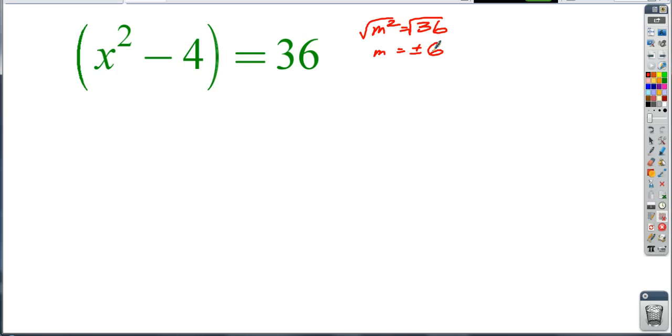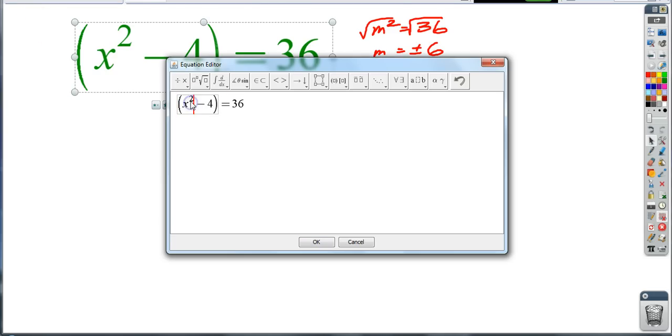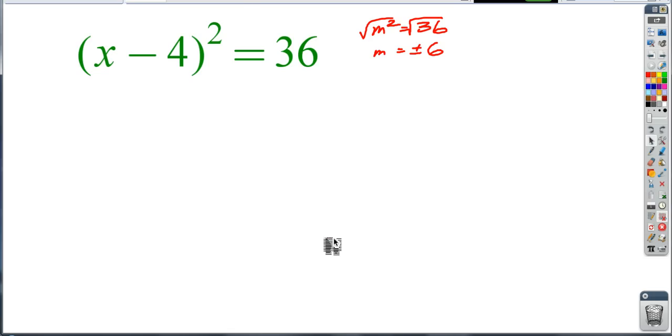Well, what I want you to do is, if you think about this, oh, I messed this up. Hold on. That's not supposed to look like that. That squared is supposed to be on the outside of the parentheses. So let's fix that real quick. x minus 4, and then I want this whole thing to be squared. Okay, there we go. Ta-da!